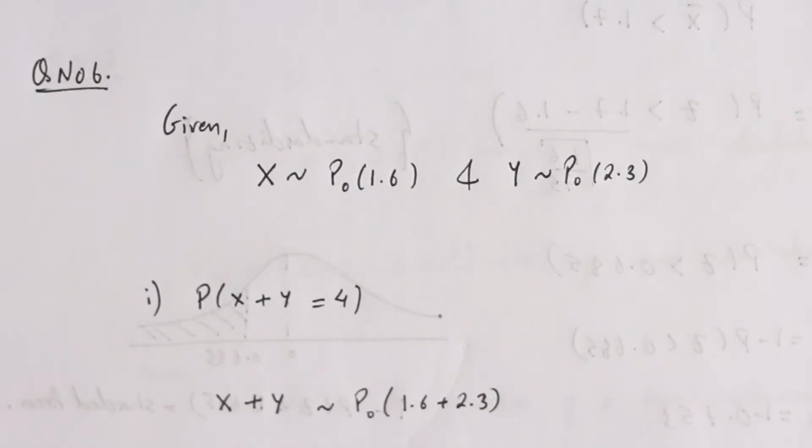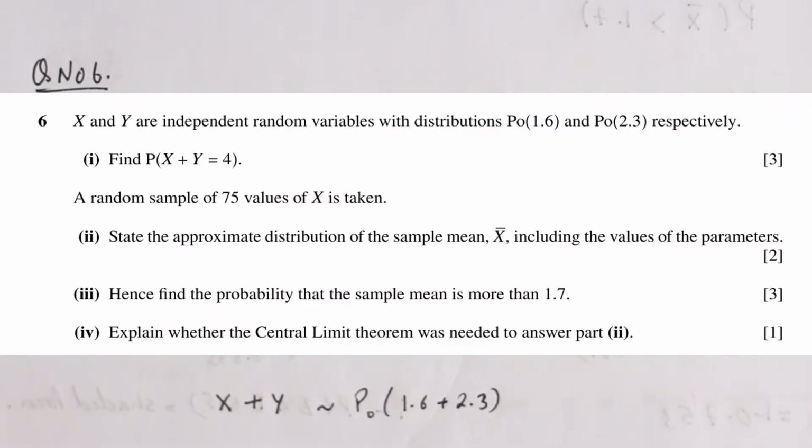Okay, so let's do question number 6 now. In question number 6, we're given that X and Y are independent random variables with distributions Po(1.6) and Po(2.3) respectively. First question is find P(X + Y = 4).